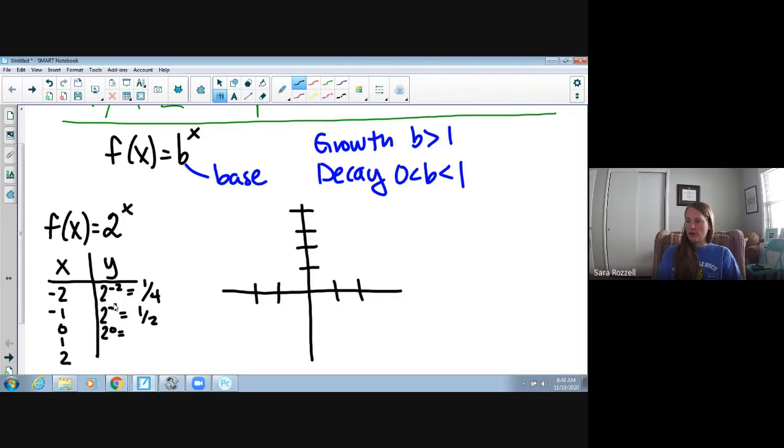2 to the 0 power. Anything to the 0 power is always 1. And then we know 2 to the first is 2, and 2 to the second is 4. So our table is -2, 1/4; -1, 1/2; 0, 1; 1, 2; and 2, 4.